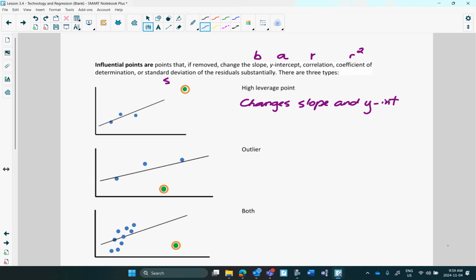So if we took this one out, it's going to take this line and tilt it like this. So it's going to change the slope, and it'll probably increase the y-intercept and decrease the slope. Because if we took it out, we'd probably be looking at something that looks like this, maybe a little bit higher.